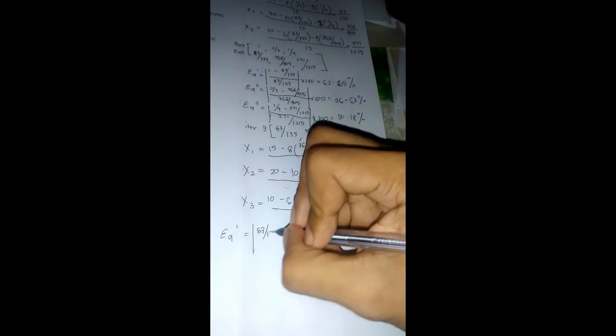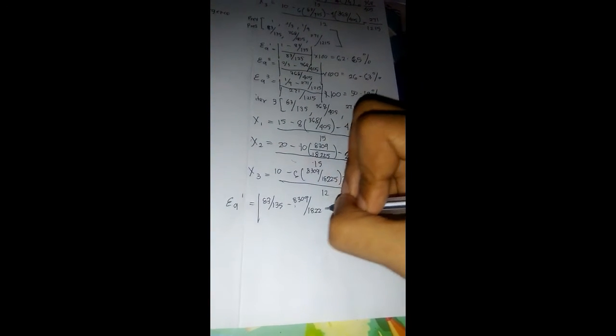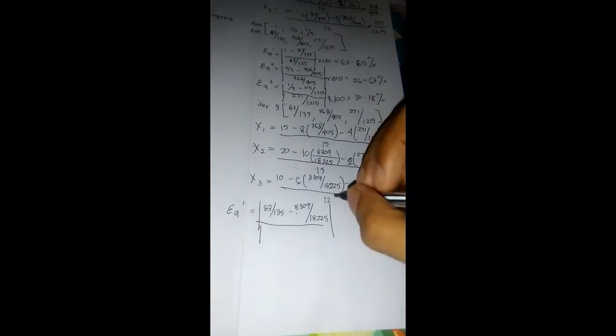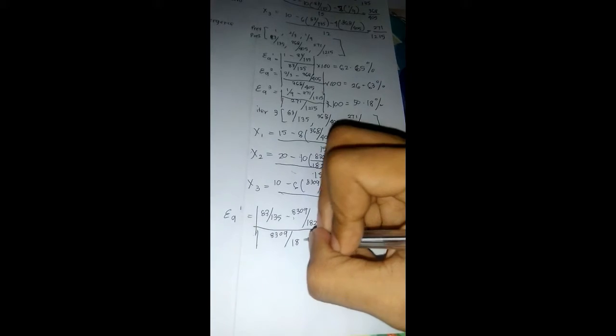So for the last part, the error approximation: you have to subtract 83 over 135 minus 8309 over 18225, all over 8309 over 18225, times 100, is equal to 34.85%.